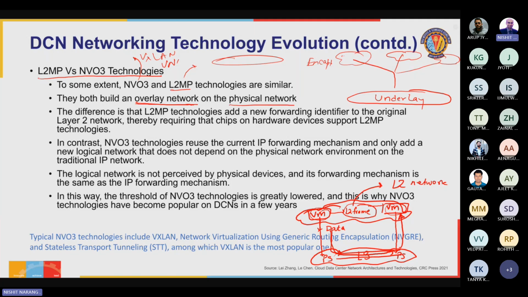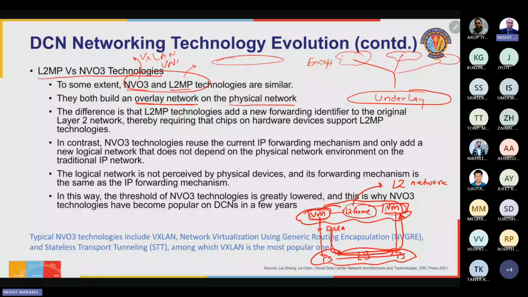L2MP does the same. It tunnels it through the TRILL network. NVO3 does the same. It tunnels it through an L3 network. VPNs actually do the same. They tunnel the traffic from your home to the enterprise through the internet, which is an L3 network. So tunneling is the underlying technology that is used in all of these: NVO3, L2MP, VPNs.